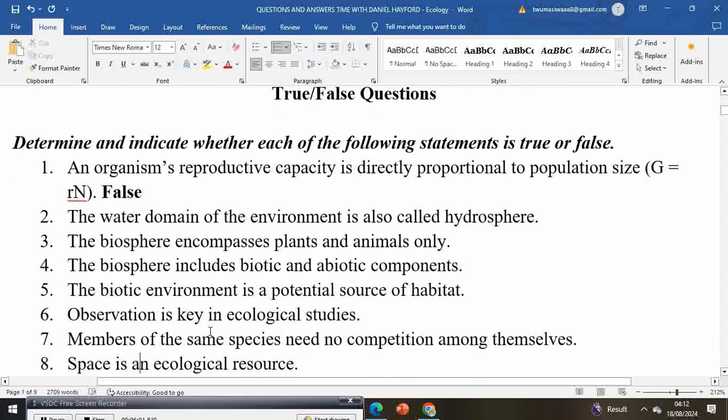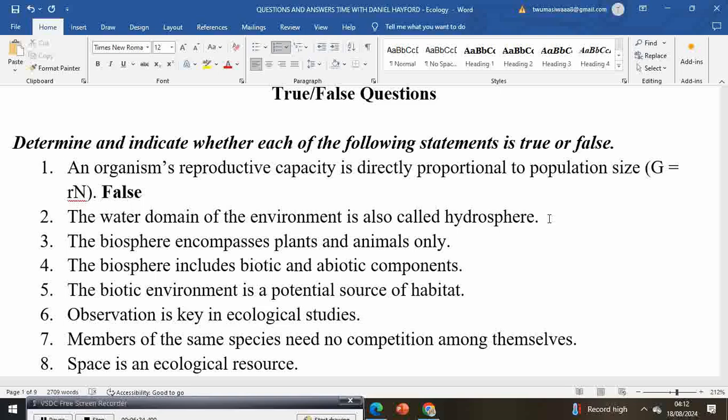Now, the next question, it is simple. The water domain of the environment is also called hydrosphere. Is it true or false? What is your answer? Write your answer down, or mention your answer before I proceed to do mine.